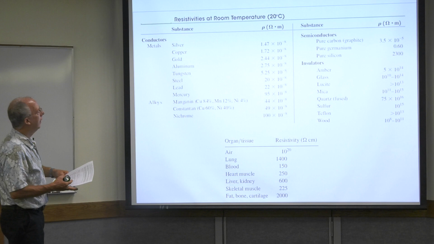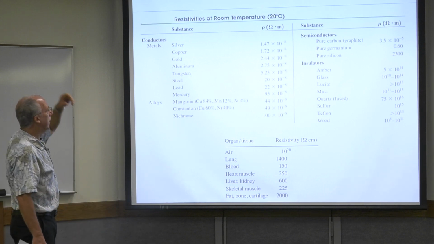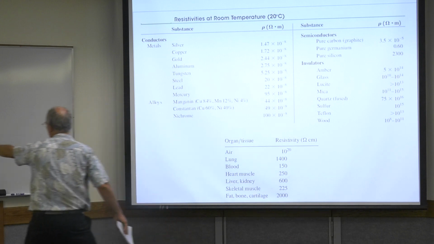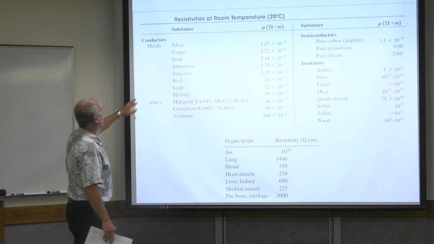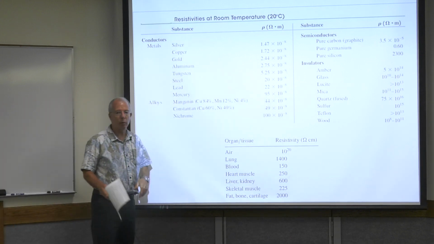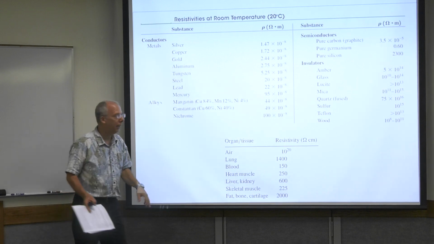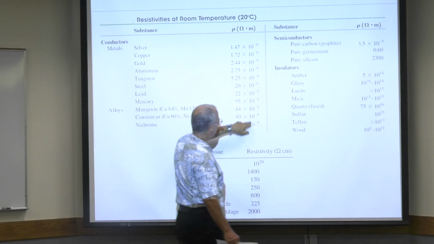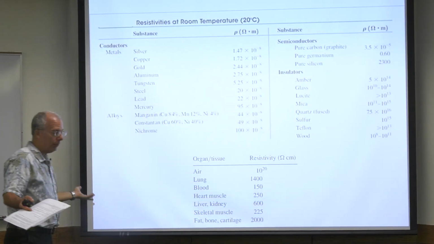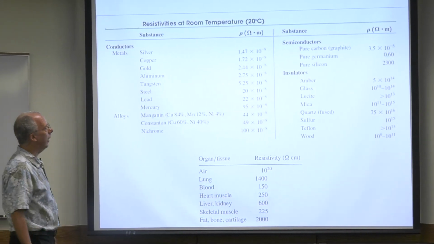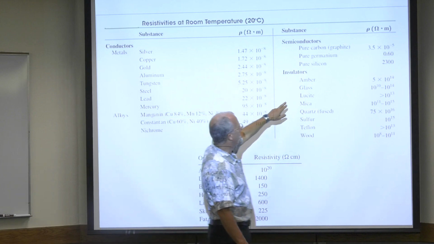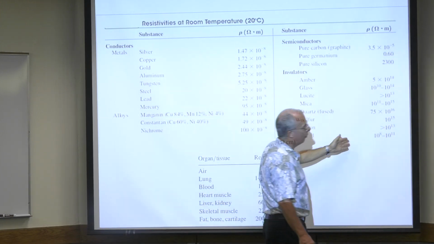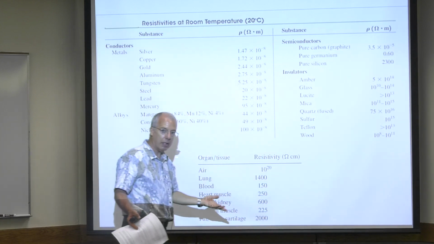Oh, by the way, here are some resistivities. And look at the units, ohm meter. These are conductors, so you expect them to have a really low resistivity. Look at 1.47 times 10 to the minus 8. These are all times 10 to the minus 8 because they have low resistance. No kidding, it makes sense. Then you look at an insulator. Look, 5 times 10 to the 14th. Super large. Well, that makes sense.